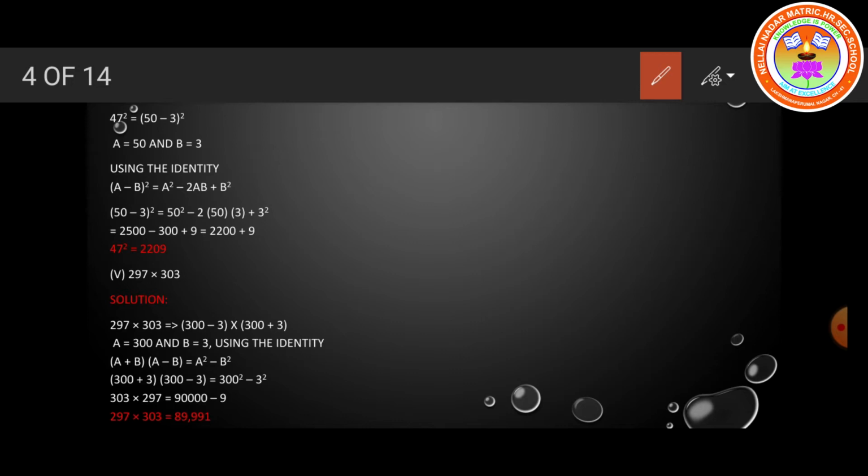A square is equal to what? 50 square. 50 square can be written as 5 into 5, 25. Then add 2 zeros, 2500. Next we are going to add the positive numbers.